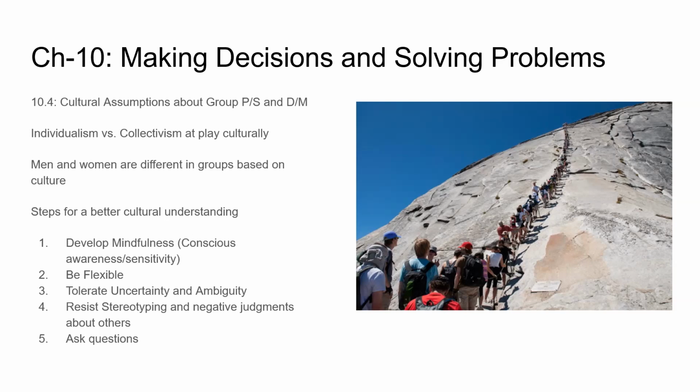Men and women are, again, different in groups based on culture as well. So you throw gender on top of the individualist or collectivist cultural influence on decision making and problem solving, and that becomes another variable. So here are some steps for better understanding. Number one, develop mindfulness. It's just conscious awareness and sensitivity that people are different. There are many ways to do something, and there's no right way or wrong way. It's just whatever the cultures want, right? Sometimes you eat with your hands, sometimes you eat with a fork and a knife, sometimes you eat with chopsticks, right? It just depends. And then number two, be flexible.